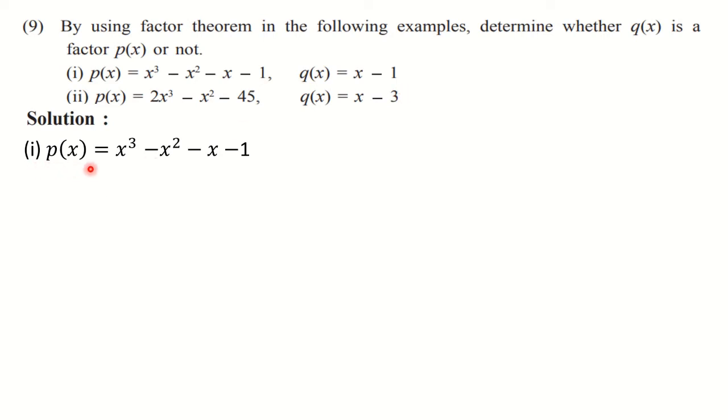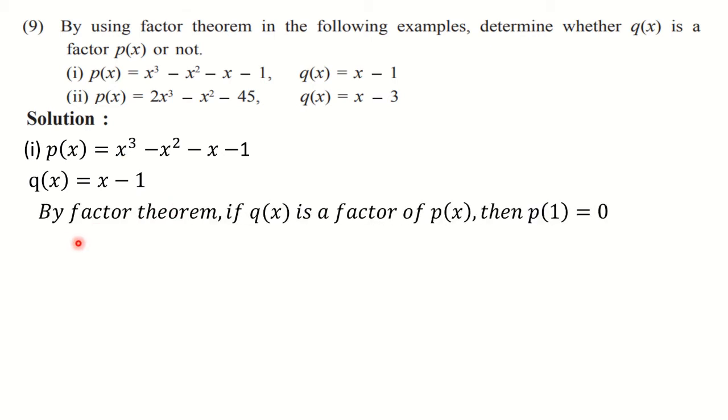In the first sum, p(x) is equal to x cube minus x square minus x minus 1. Then write down the divisor, that is q(x). So q(x) is equal to x minus 1. Now we have to find the remainder. That means we have to take the opposite number here. You can write down that by factor theorem, if q(x) is a factor of p(x), then p(1) is 0. As I have said, here we have minus 1, so we have to think of the opposite number, that is plus 1. Now let us find p(1) by using this p(x).